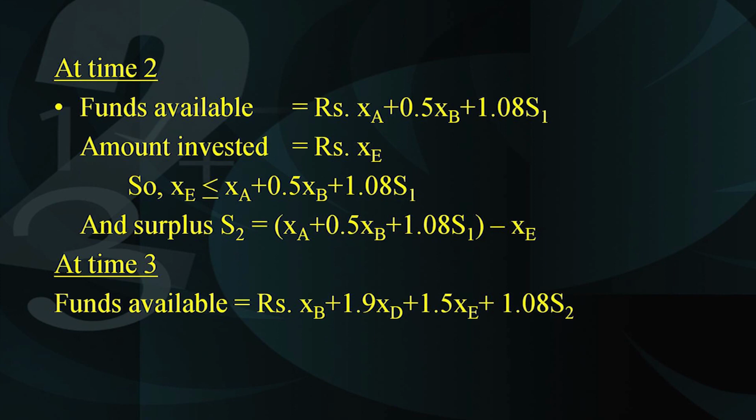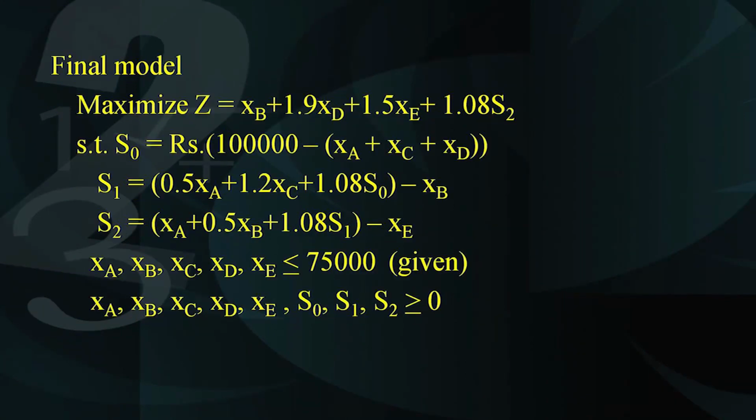Therefore, at level 3, that is after the third year, the funds that are available are as follows, rupees xB plus 1.9 xD and so on. So, like this we have obtained the mathematical model in terms of a linear programming problem for this investment problem.